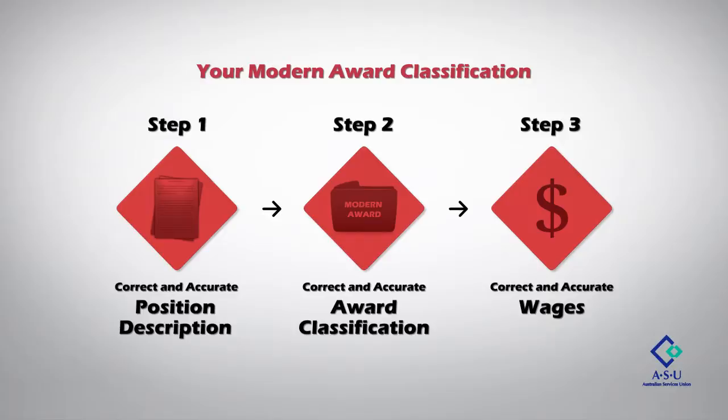Here we are at step 3, equal pay. This video will show you how to work out your wages under the Equal Remuneration Order, or ERO. You'll need to know your modern award classification level before we start. Working this out is covered in video 2.